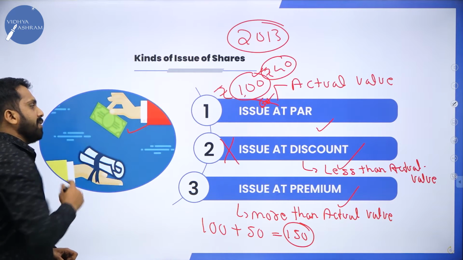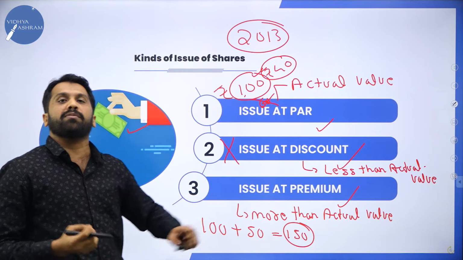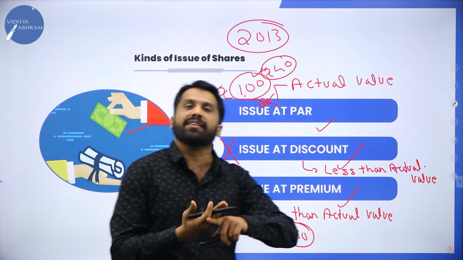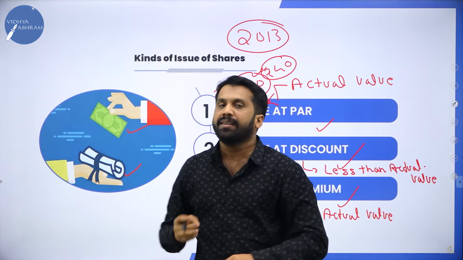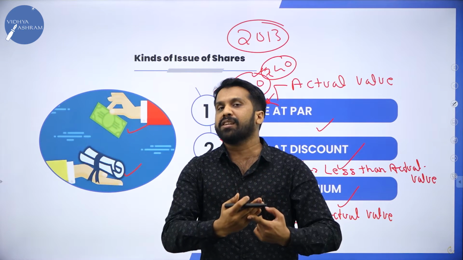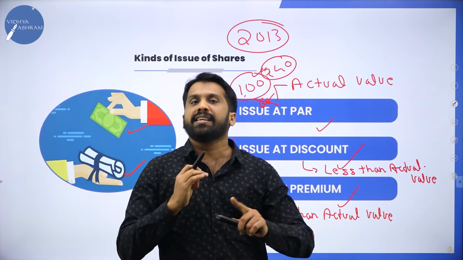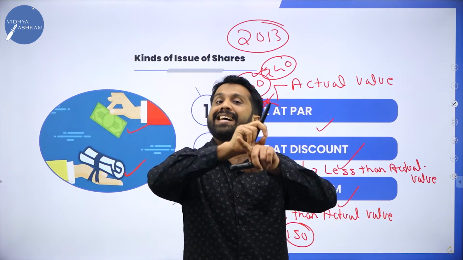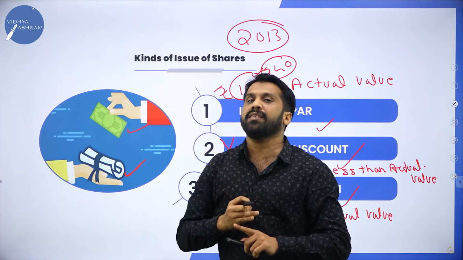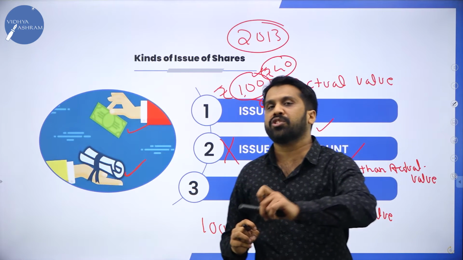Once you pay money, what will you get? You will get shares. Shares will be in the form of what? A certificate. Earlier it was a hard copy, now we are getting a soft copy. To your mail or your registered website, you will get a soft copy of your share certificate. In that certificate, your name, the company name, and how much you have invested, everything will be mentioned.